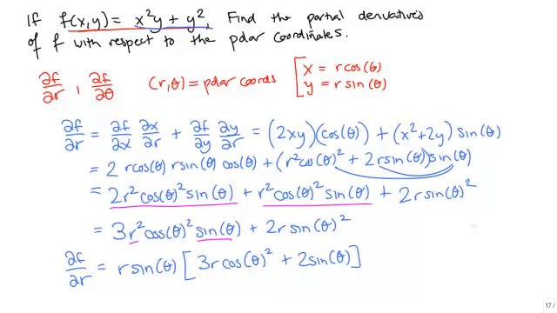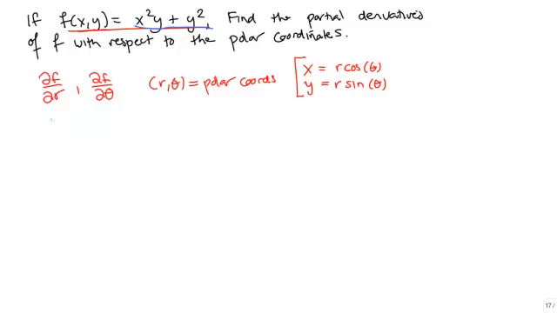What about the other variable? Let's take a look at del f del theta. So the chain rule says we'll take the derivative of f with respect to its first variable, x, times the derivative of that variable with respect to theta, plus the derivative of f with respect to its second variable, y, times the derivative of that variable with respect to theta. So we fill in all of the blanks. The derivative of f with respect to x. Well, we actually already worked that one out.